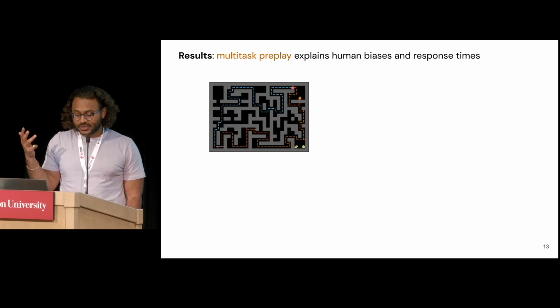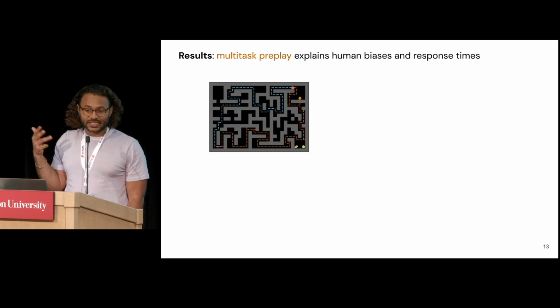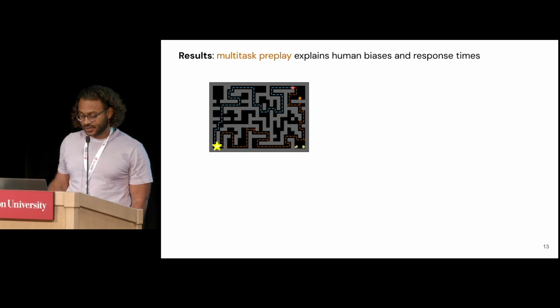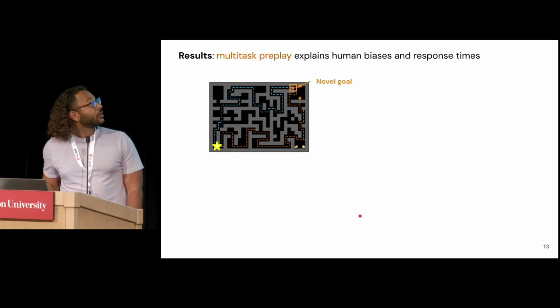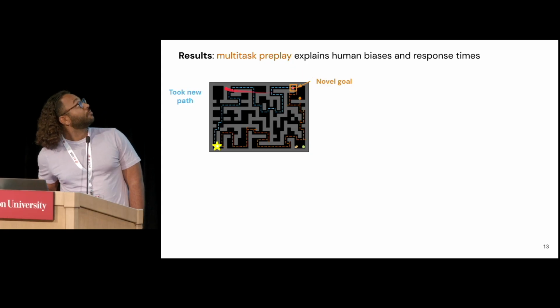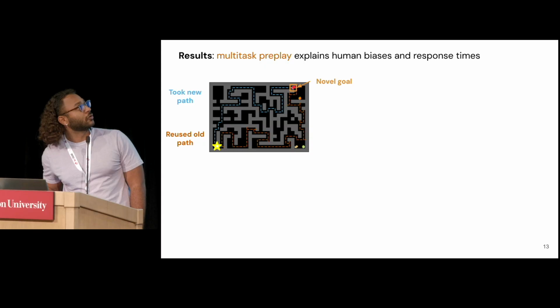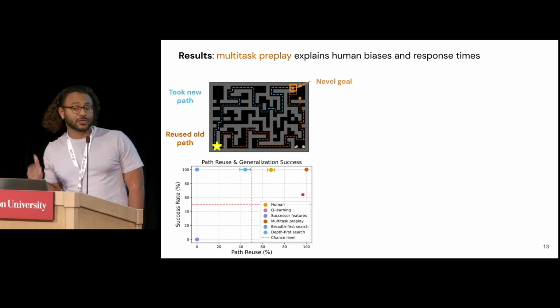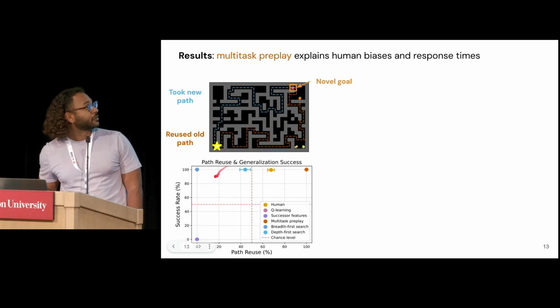So the result is that multitask preplay best explains human biases and response times. So this is a starting point. This is novel goal. Blue is if a person took a new path. This is a real person. Red is if a person reused an old path, like to the train object, but for this novel goal. We get a bunch of data comparing different models, planning models, humans, and then caching-based models. This is the pre-play. Humans are between planning and pre-play.